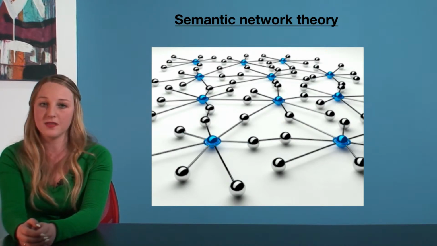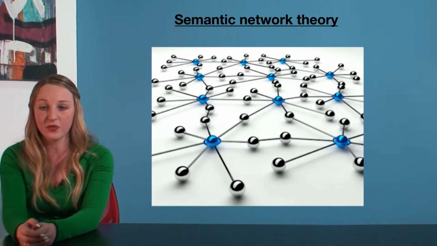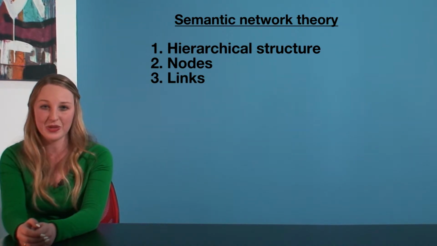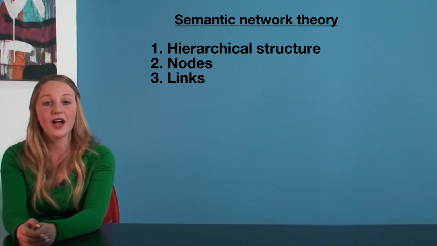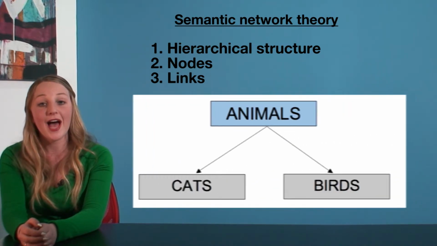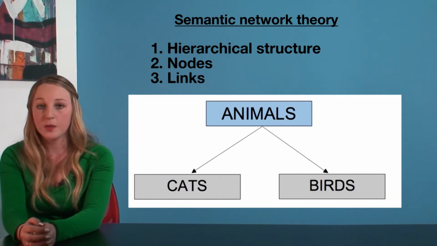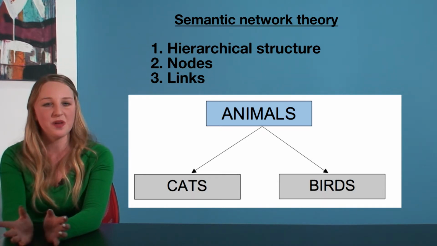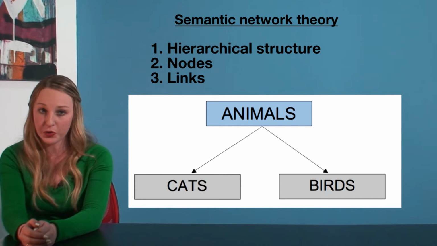There are three parts of the theory that are of particular importance, especially if you are asked to provide a definition. They are the theory's hierarchical structure, nodes, and links. The hierarchical structure bit just means that the bigger or more overarching concepts are higher than less important stuff. For example, you might have animals above cats and birds, because cats and birds are both types of animal. That is, animal is an umbrella term of the two.